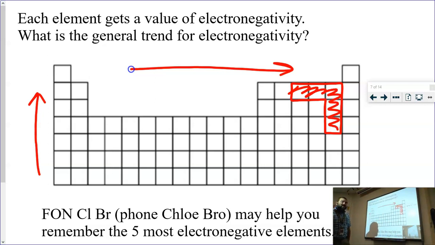The mnemonic is phone, Chloe, bro: F-O-N, phone; C-L, Chloe; B-R, bro. Phone, Chloe, bro, F-O-N, C-L, B-R. The 5 most electronegative elements on the periodic table. It really helps to know these 5 because anytime you see any of them, you can understand that those are the elements that are going to be hogging the electrons, pulling those shared electrons in chemical bonds towards those nuclei or towards that element. Okay, so this is a nice little way to pick those out really, really quickly.